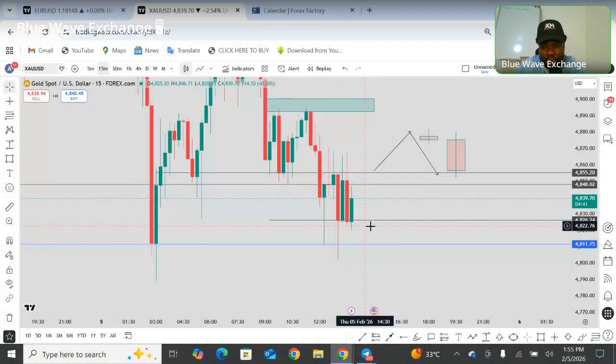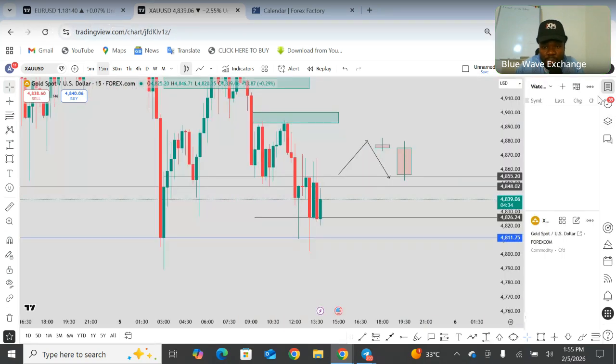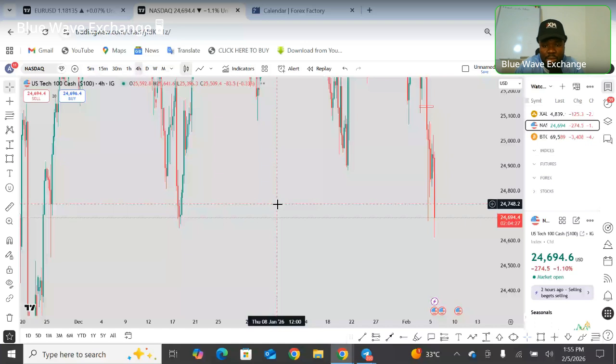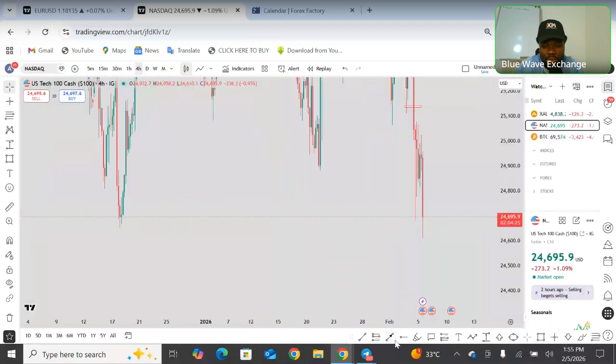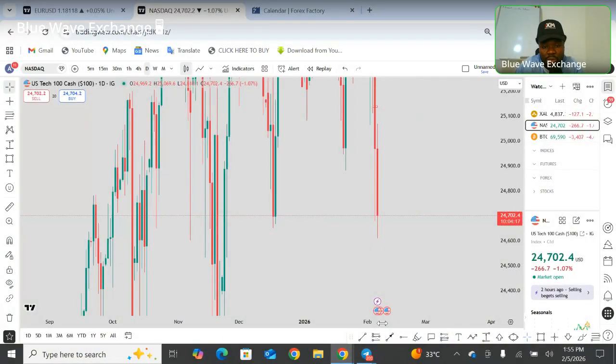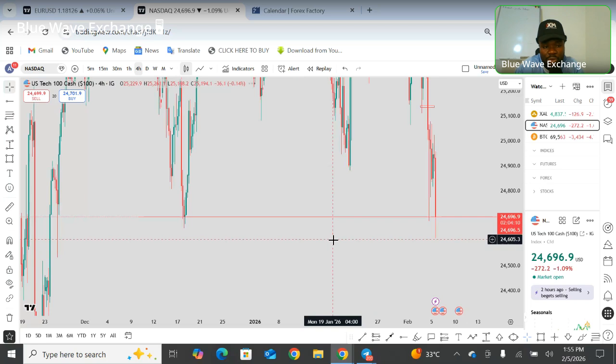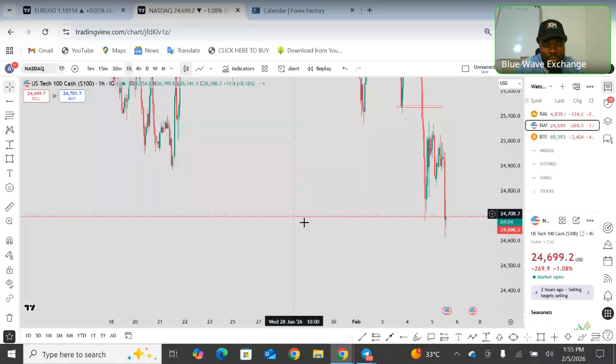So we have about 4 minutes for the 15-minute time frame candle to close. Let me see Nasdaq. Looking at the left, we have this rejection over here. Price is currently on this rejection. If it breaks below this one... okay, it has broken. The lower time frame has broken.